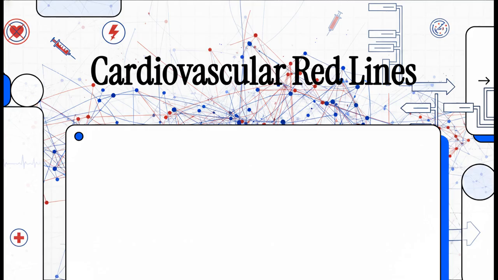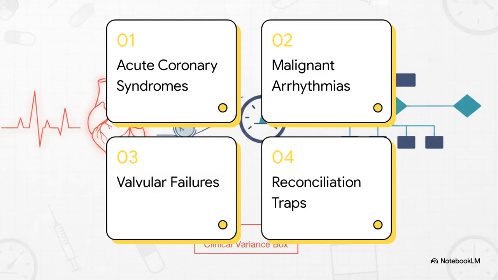We aren't just looking at standard presentations today. We're breaking down those critical moments where a single, subtle variable shifts the entire paradigm of care. Here is our hyperdense itinerary for today. 1. Acute coronary syndromes. 2. Malignant arrhythmias. 3. Valvular mechanical failures. And 4. Clinical reconciliation traps. Let's get right to it.